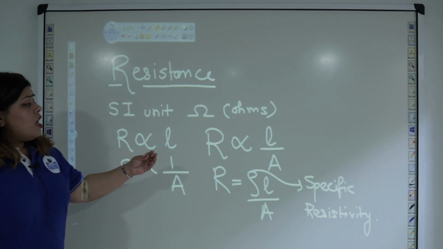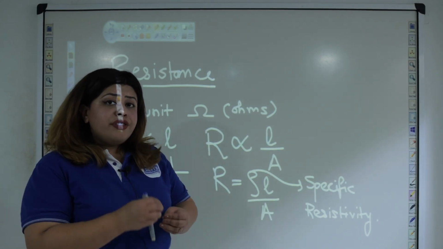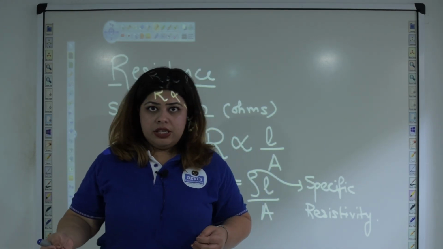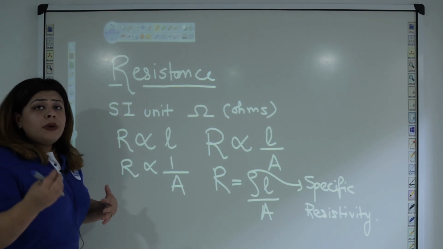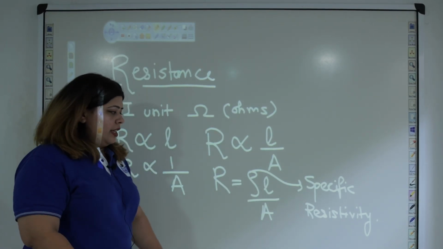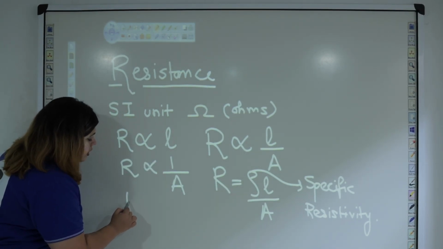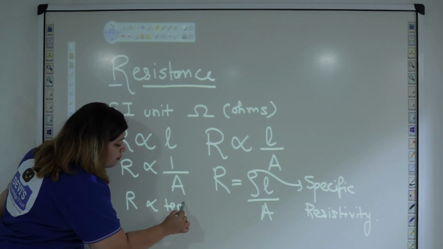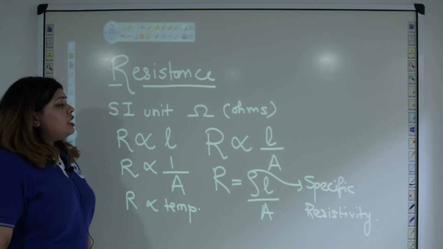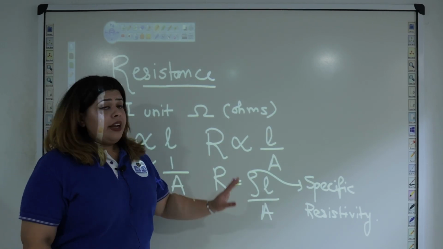This resistivity is different for different materials. So this is how resistance also depends on the material, what type of material it is. And one more thing, resistance also depends on the temperature of the conductor. So these are all the factors that are there.